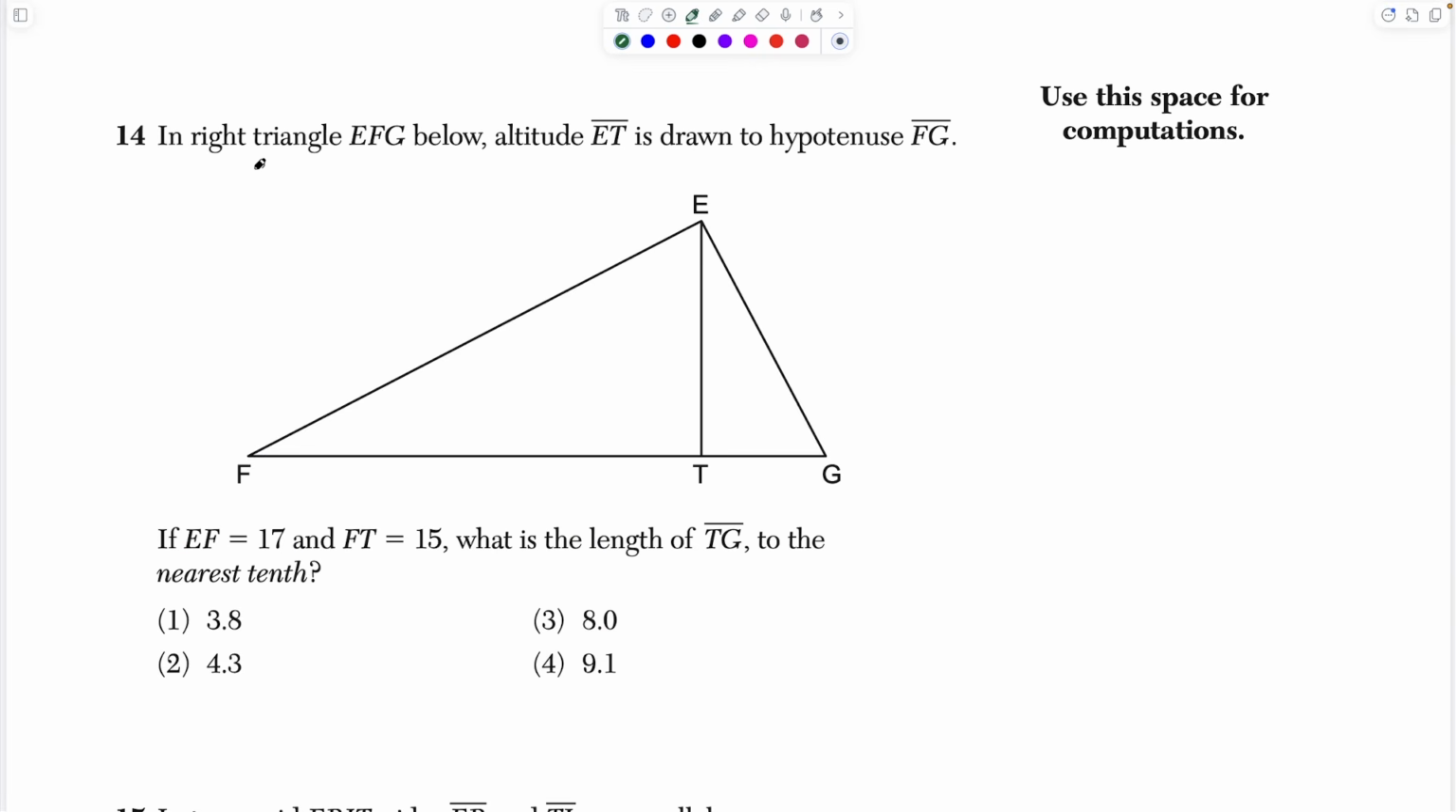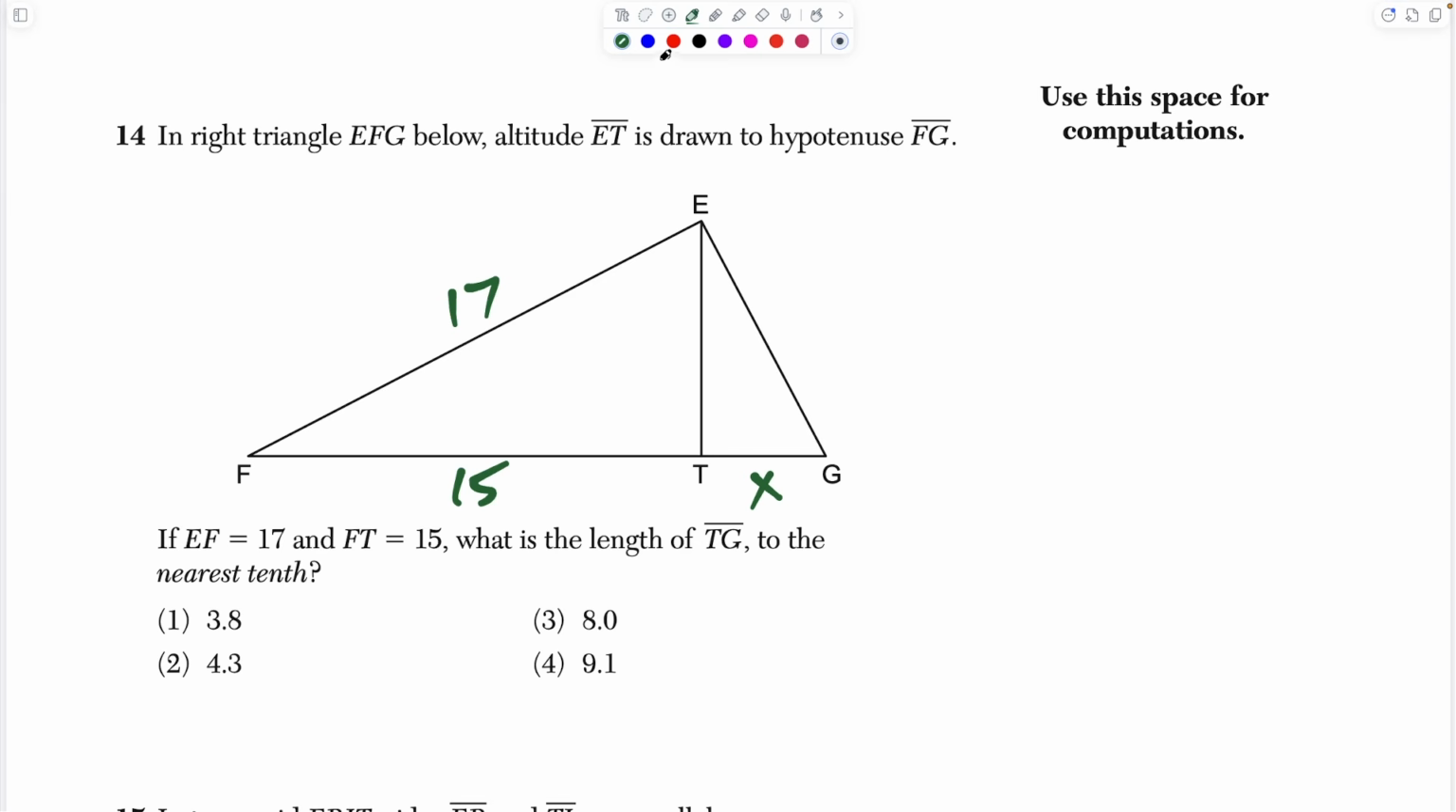Question 14: in right triangle EFG below, altitude ET is drawn to hypotenuse FG. If EF is equal to 17 and FT is equal to 15, what is the length of TG to the nearest tenth? For this question, the first thing I would do is label. EF is equal to 17, so I put a 17 here. FT is equal to 15, and we want to know the length of TG.